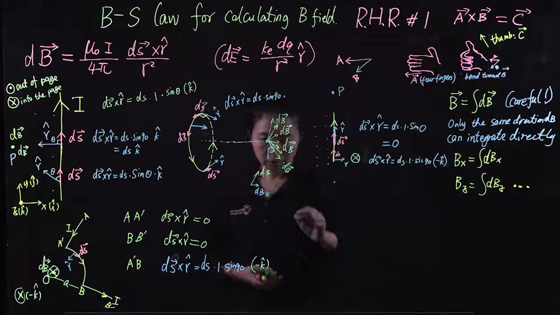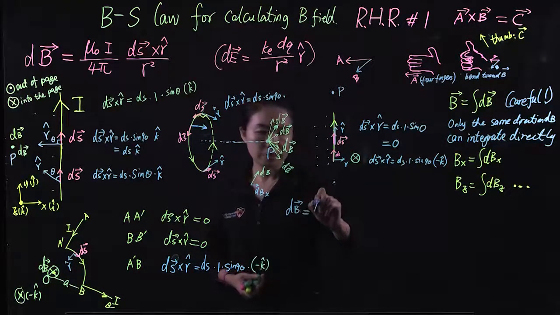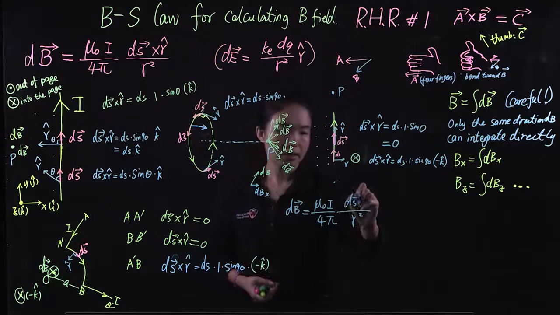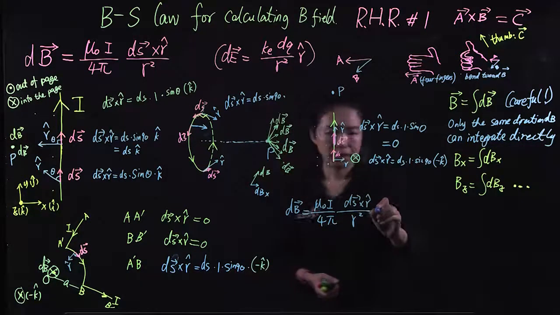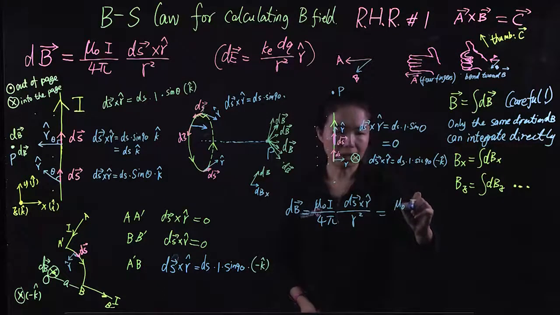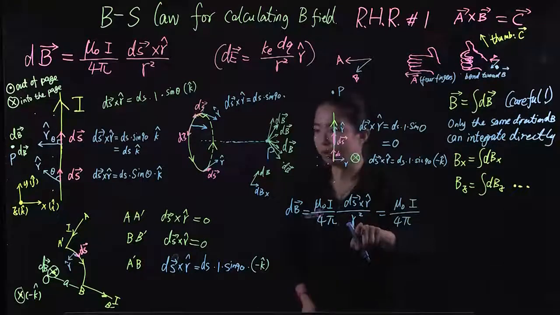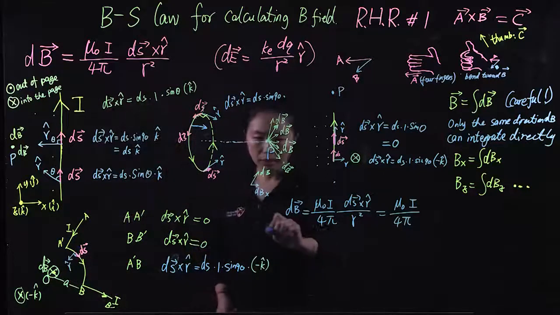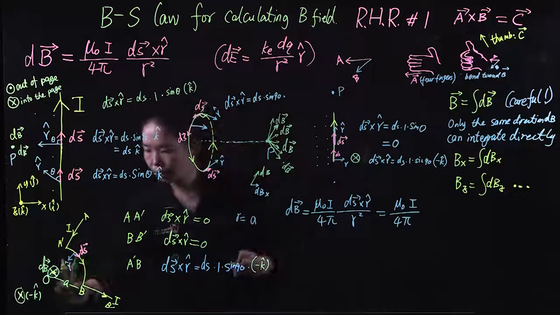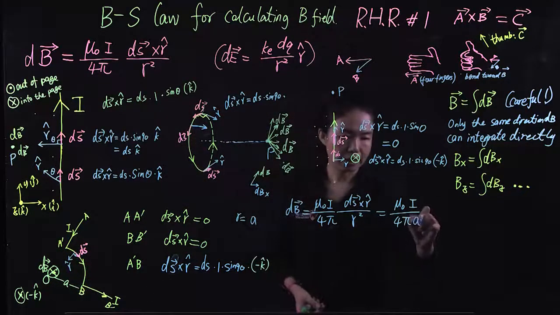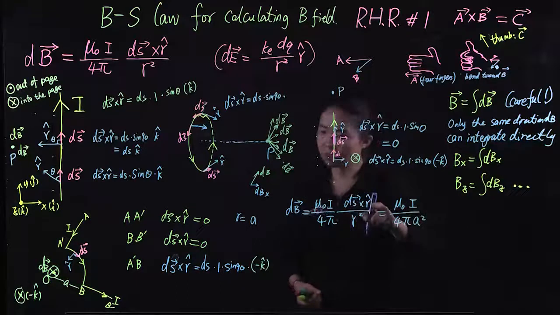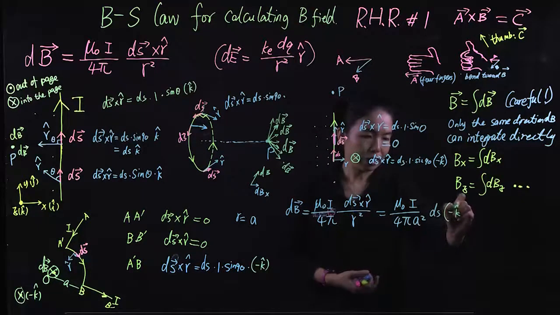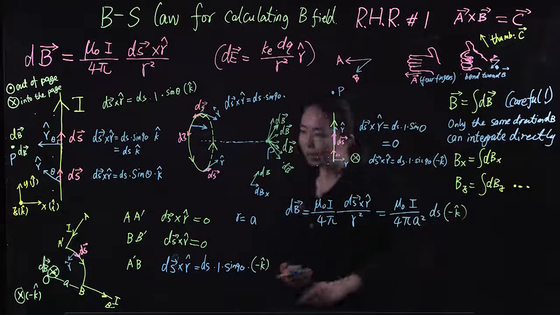Again, dB is equal to mu 0 I over 4 pi R squared times ds cross R. R is the distance from ds to the observation point O. Here, R is equal to a, which is the radius of this part of the circle, so you have a squared. Here, ds cross R essentially equals ds itself, and that's in the negative k direction. That's this vector.